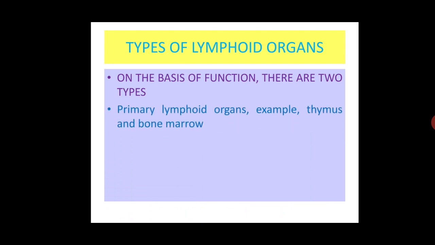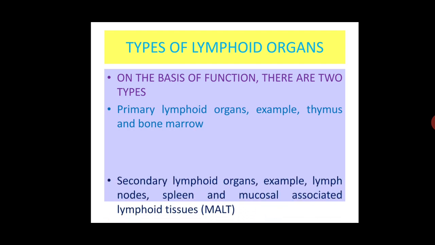Primary lymphoid organs provide appropriate microenvironments for the development and maturation of lymphocytes. In other words, these are the places where immature lymphocytes become committed to a particular antigenic specificity. Thus, immunocompetency is attained in primary lymphoid organs. Examples of primary lymphoid organs are thymus and bone marrow.